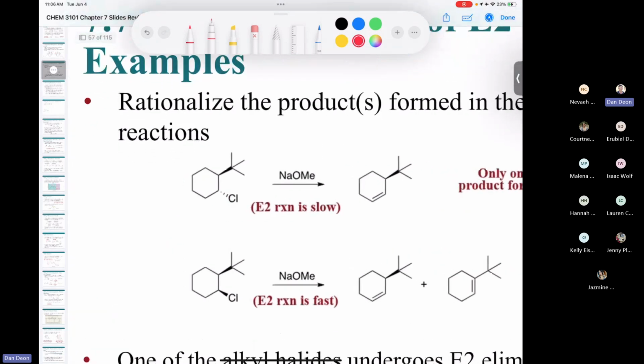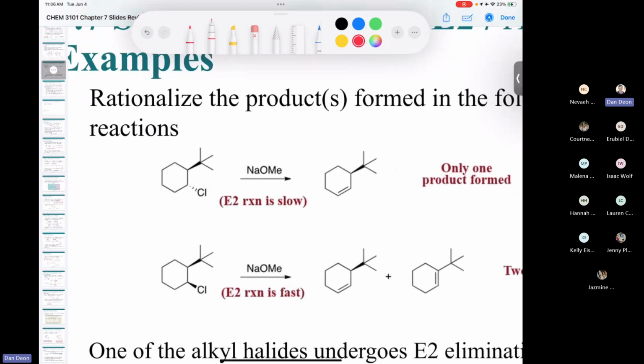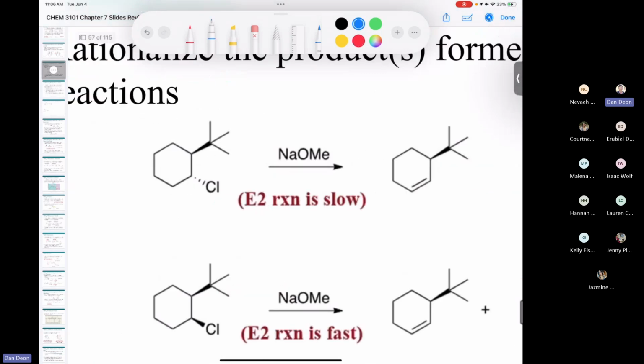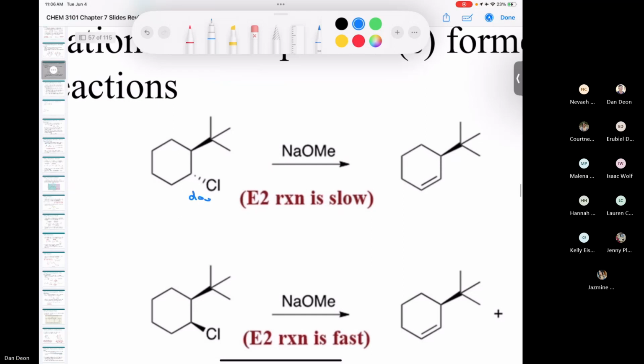It says here the E2 reaction is slow, but you only form one product. Why? Let's take a look. If this chlorine is down and axial, that means that this tert-butyl group is up and axial, and it would mean that this proton here is going to be up and axial. So the elimination reaction is going to occur between the leaving group that is down and axial and the proton that is up and axial. It can't occur with this proton here, right? Nothing's going to happen with this proton because it's down and equatorial. So that one's not going to be involved in a reaction.